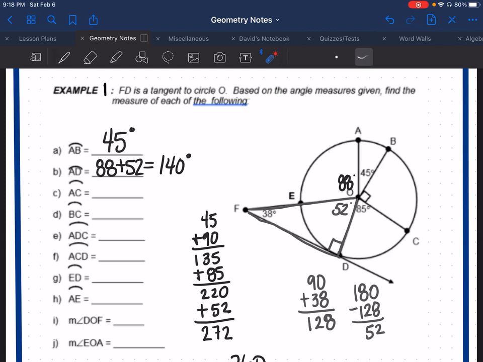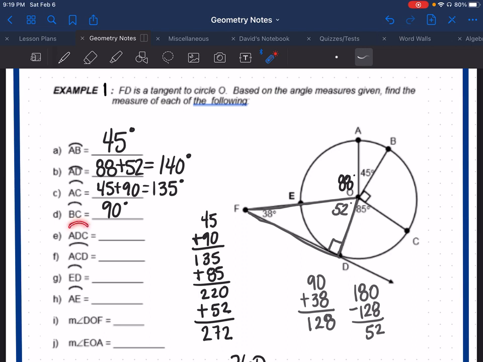All right, same thing. AC, they want the shortest distance from A to C. That would be this right here. 45 plus 90, 135. I already did that combo. BC, we already talked about that. That's 90 degrees because of the central angle.